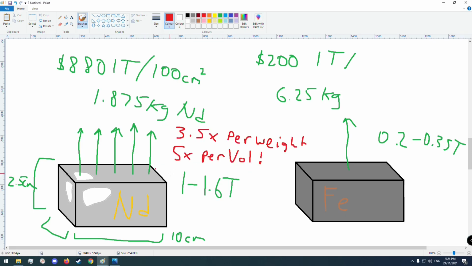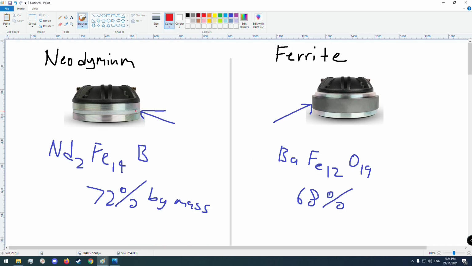And these specifications right here make them incredibly useful for compact speakers. And you really can see the difference up in these first diagrams. This ferrite magnet here looks like it could very easily take up about 5 times the volume of this tiny bit of neodymium magnet right here. And this neodymium magnet is actually stronger than this big iron magnet right here.